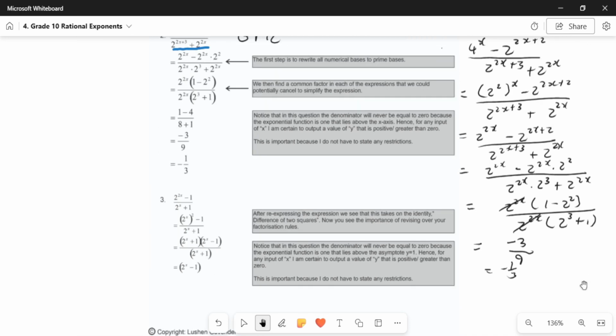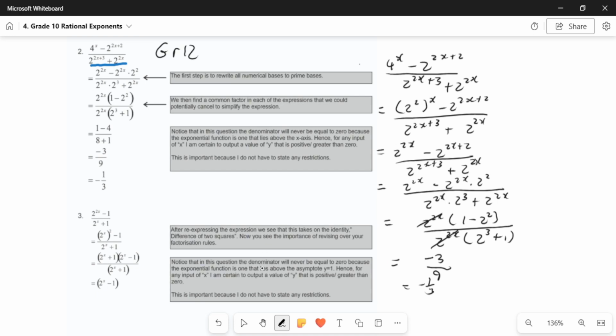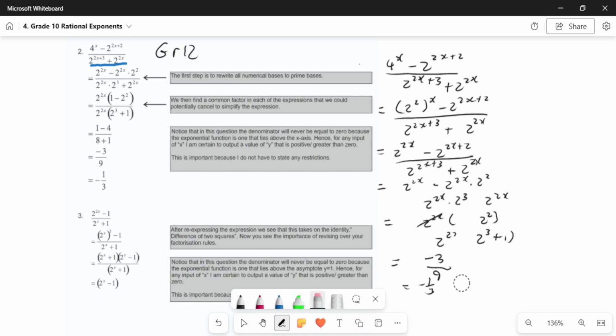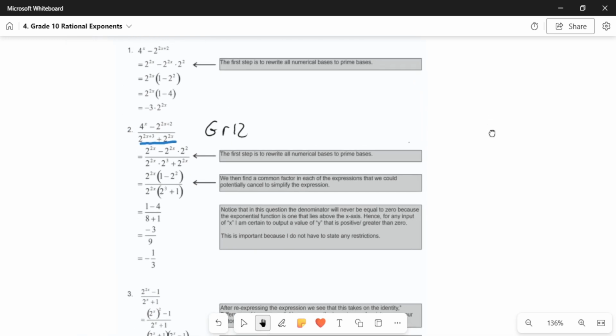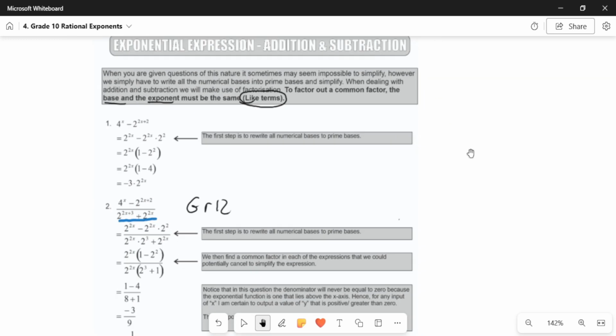But I'm saying in the grand scheme of things, when you're actually working at university or at grade 12, it's very important that you do state the restrictions. Right? So there's nothing in maths that we leave untouched. Everything that we speak about in maths matters. So you make sure that you understand everything fully.